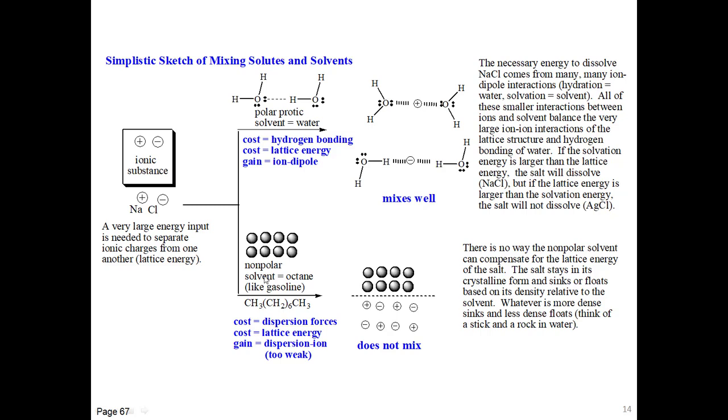Now if I look at gasoline, gasoline has no polarity. So if I come over and try and separate these ions, what do I get back? I get nothing back. And so they're not going to separate, they're going to stay together. If you sprinkle salt into gasoline, it's just going to sink to the bottom. It is not going to mix because they're too different. So what's the cost? Dispersion forces here, they're weak. But up here, the lattice energy is huge.